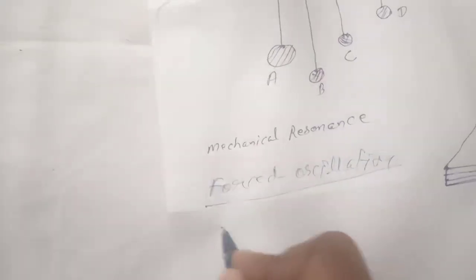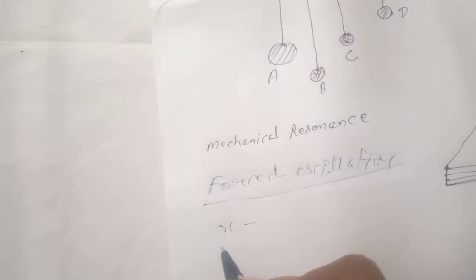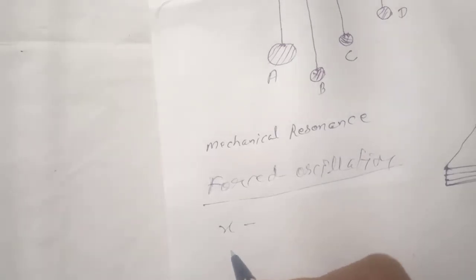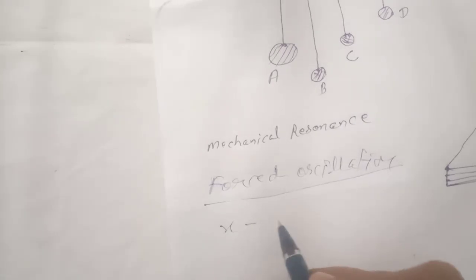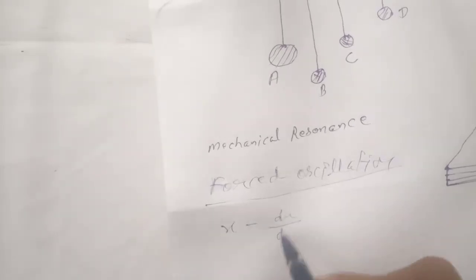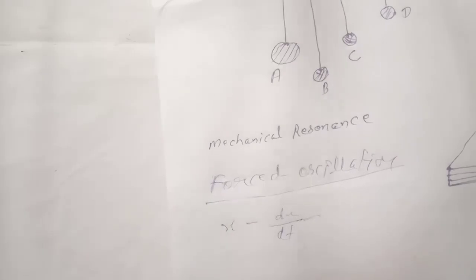Let us consider a system oscillating about an equilibrium position under an external periodic force. Let x be its displacement from the equilibrium position at any instant during the oscillation. Its instantaneous velocity is dx by dt.